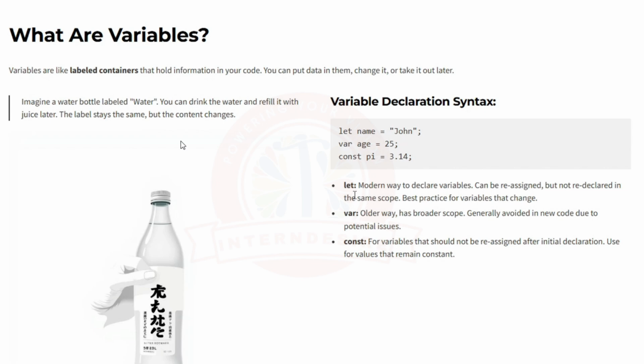So let is the modern way to declare variables. It can be reassigned but not redeclared in the same scope, and is the best practice for variables that change. Const is for variables that should not be reassigned after initial declaration. It is used for values that remain constant.